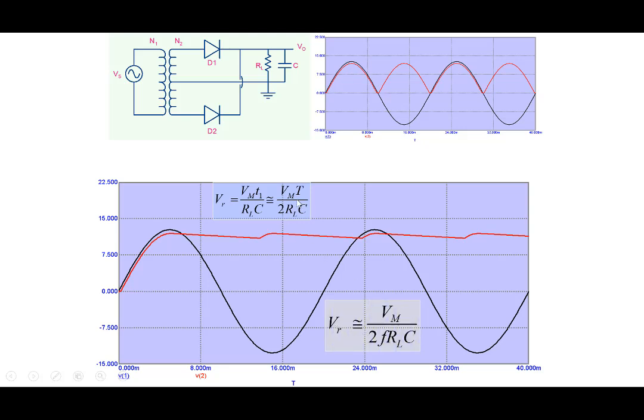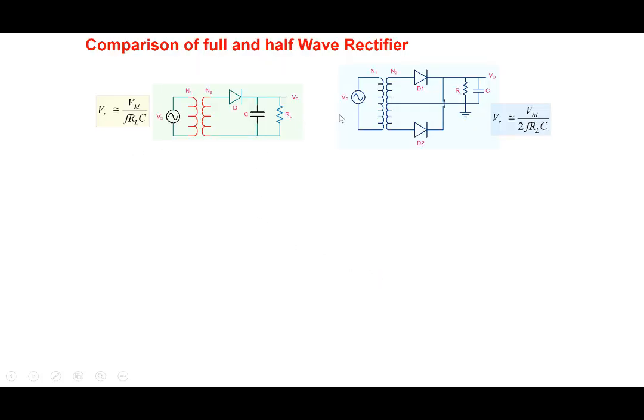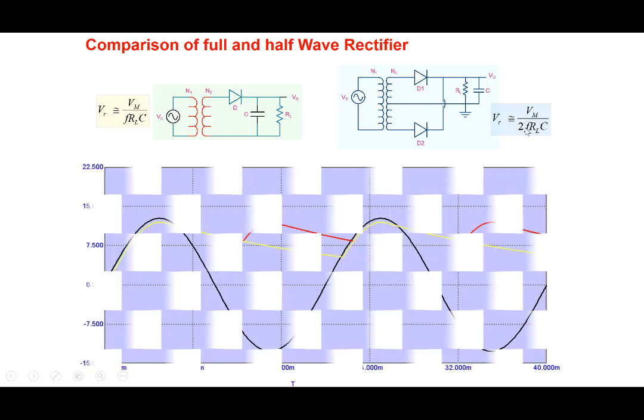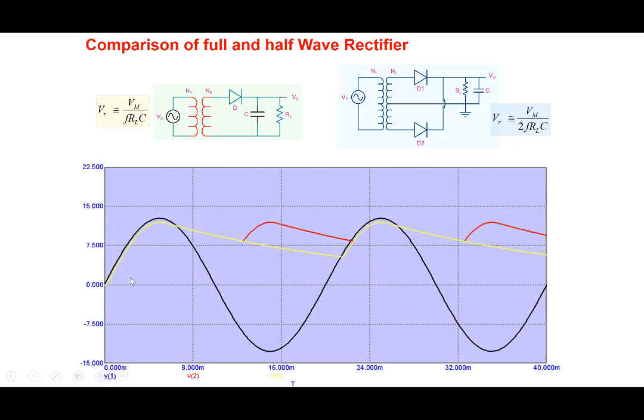So VR we can write, if we replace T by F, VR equal to Vm by 2F RLC here, right? So let's compare the two. For half wave rectification, VR was Vm by F RLC. For full wave rectification, VR equals Vm by 2F RLC. And you can see the comparison here.